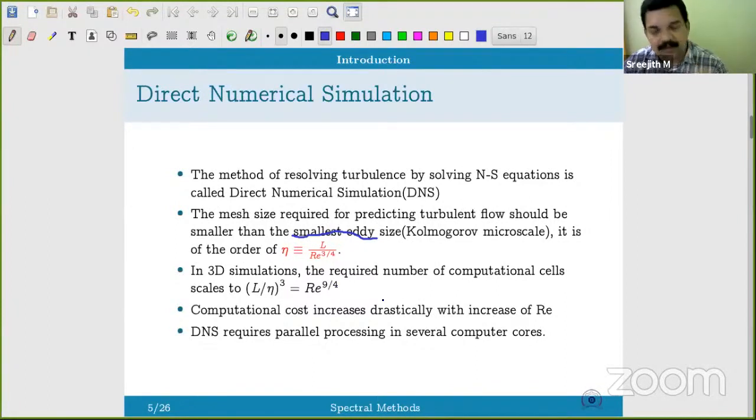If you increase the grid size, you have to go for large memory, and the computational cost drastically increases. So that means computational cost increases with the Reynolds number. DNS also needs parallel processing on several computers. If you want to have an accurate solution, we have to have an accurate method for numerical simulation. One such method is the spectral method.